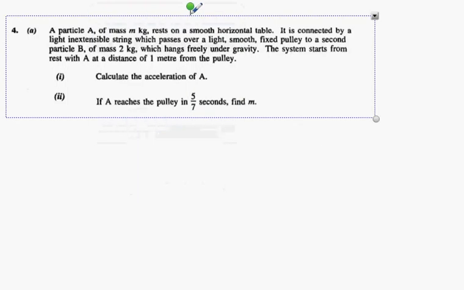A particle A of mass m kilograms rests on a smooth horizontal table. It is connected by a light inextensible string that passes over a light smooth fixed pulley to a second particle B of mass 2 kilograms, which hangs freely under gravity. The system starts from rest with A at distance 1 meter from the pulley.